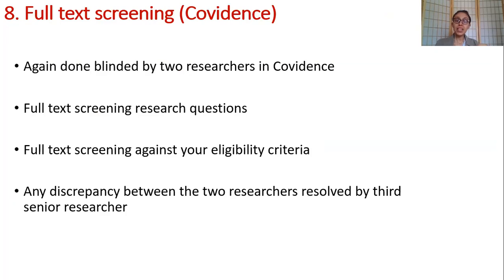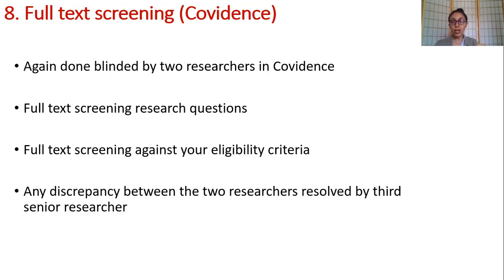Then full text screening. So yes, a full text screening, as I said, is again done blinded by two researchers in Covidence. And what I do with my full text screening, I keep my inclusion exclusion criteria in front of me. I keep my PICO format research questions in front of me and my objectives. And then I see whether the full text article is fitting in this space or not. So that helps me with the confirmation whether I'm in the right direction, because sometimes when you're reading so many articles, you may lose track.